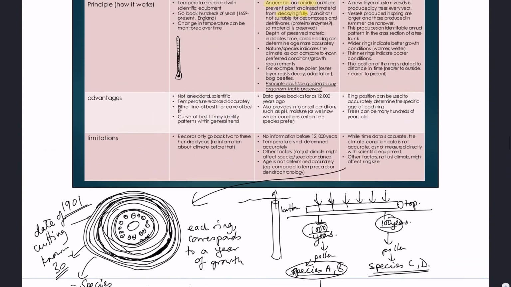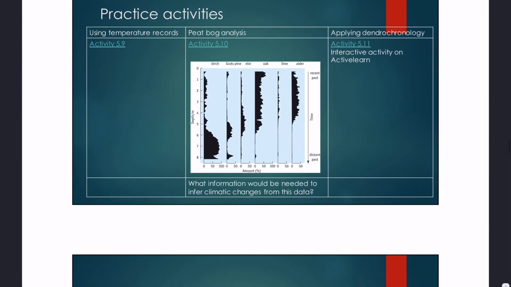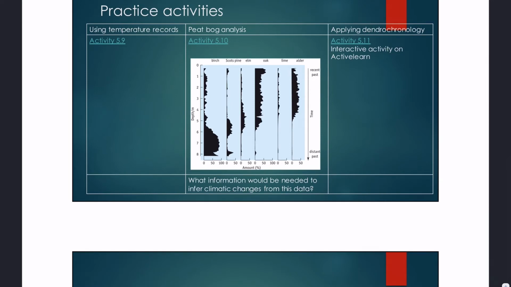Okay, so that is that. Now they all have their advantages and disadvantages, but you can infer some of those, or go through the book for those. Okay, now this is the kind of example that you might have to contend with. So this is showing changes in abundance. So this is a depth. So this is a peat bog analysis sample right here, and we are looking at the abundance of pollen types from different trees going across here.